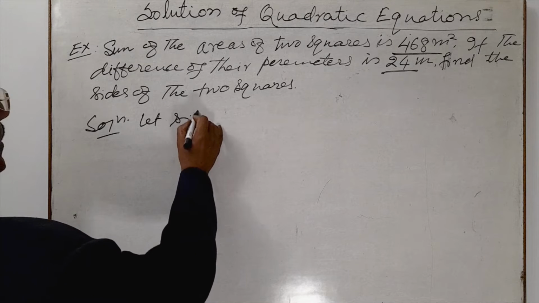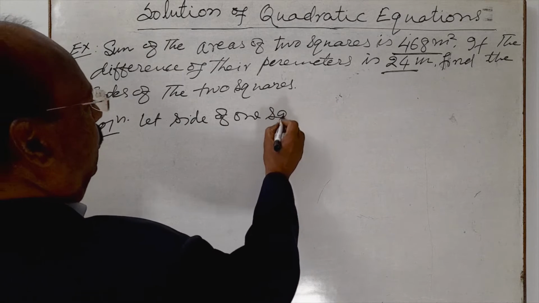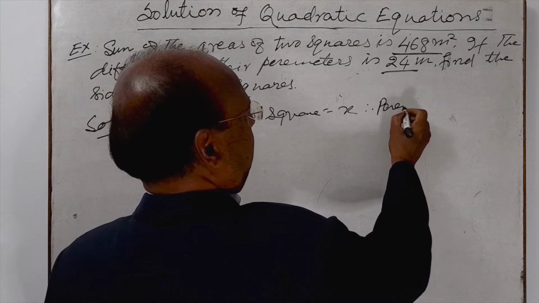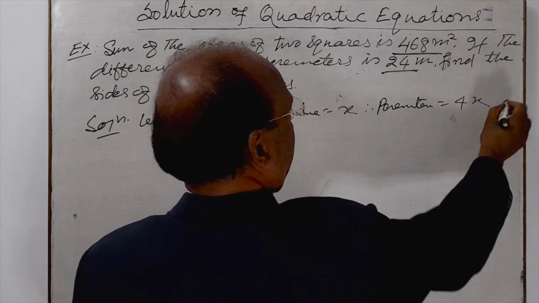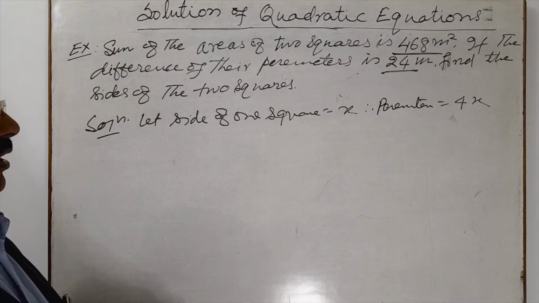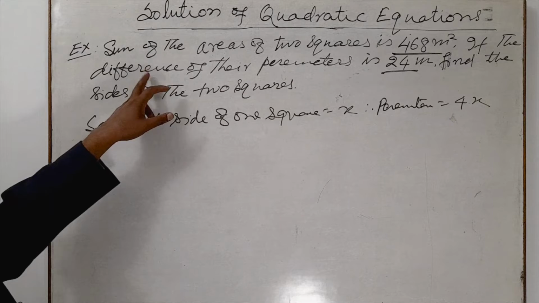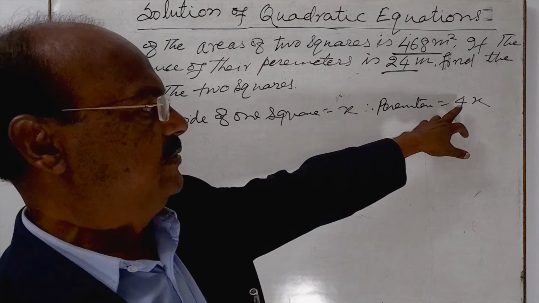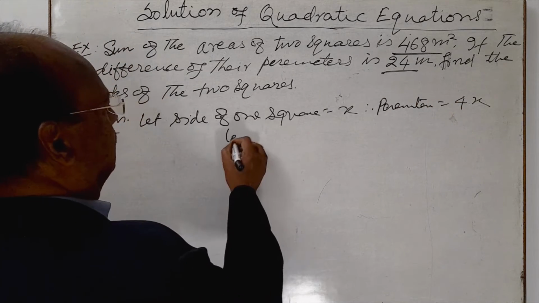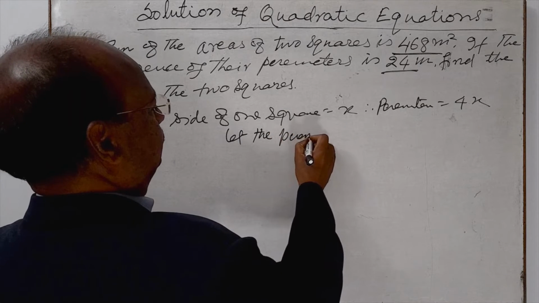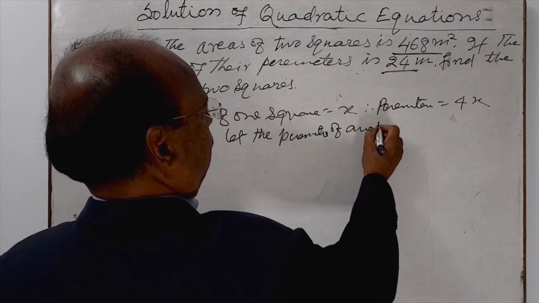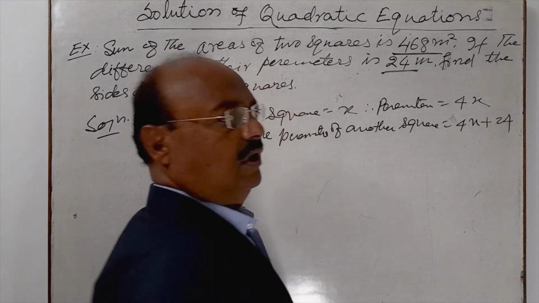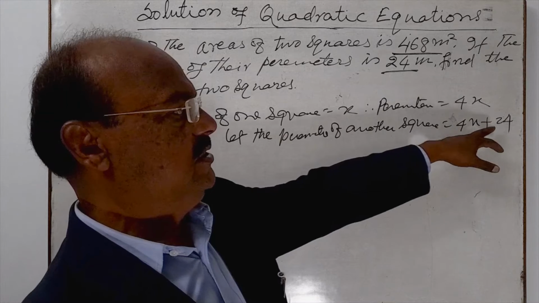Let side of one square is equal to x. So therefore this perimeter is equal to how much? 4x, 4 times. And you see, if the difference of their perimeter is 24 meter, so if perimeter of one square is 4x, we can suppose that the perimeter of another square is 4x plus 24.